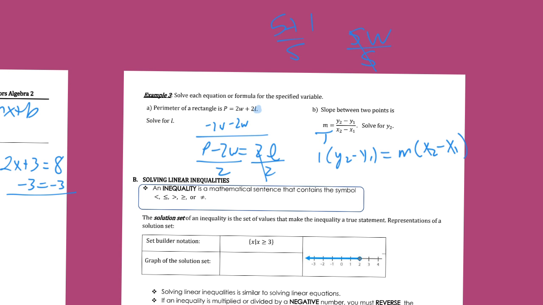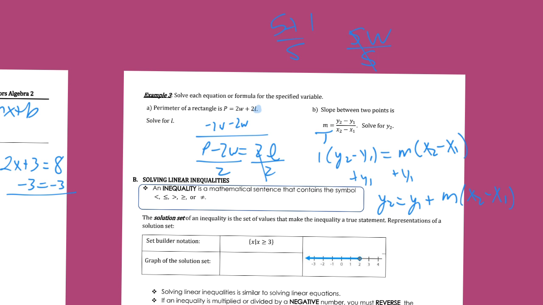And so if you distribute the 1 here, that doesn't change it. If you want to get Y2 by itself, just add Y1 to both sides. And so your answer would be Y2 equals Y1 plus M times X2 minus X1. You can choose to distribute that, but the terms won't combine anyway, so it doesn't necessarily matter.